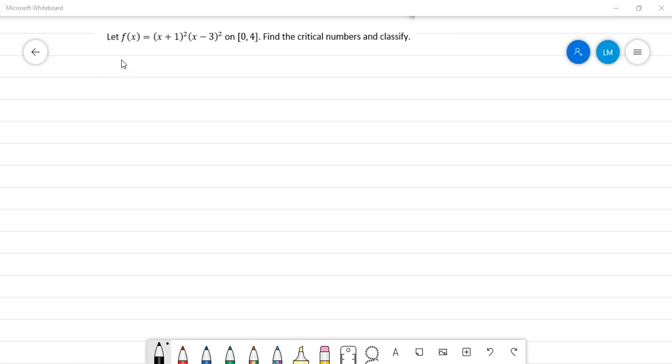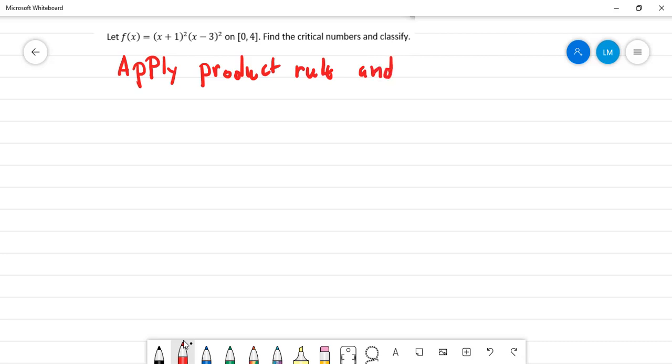So let's look at this one where we find the derivative using chain rule and a little bit of product rule. So we'll apply product rule and chain rule. Okay. So we're going to do this using product rule and chain rule.